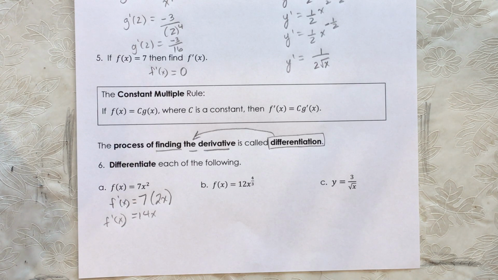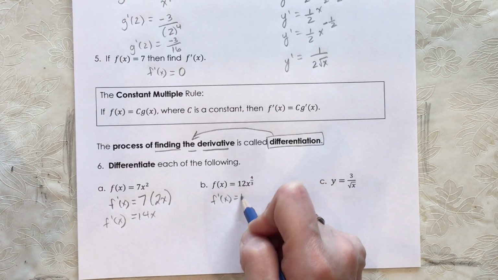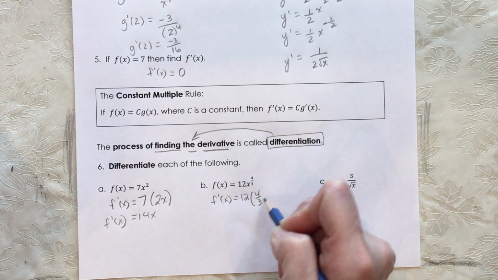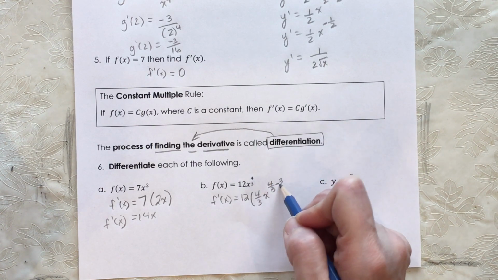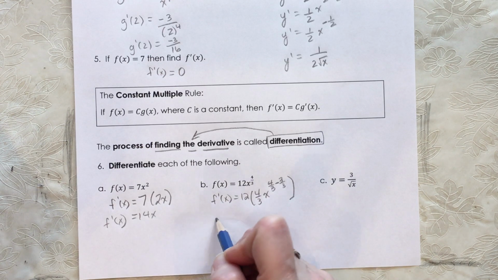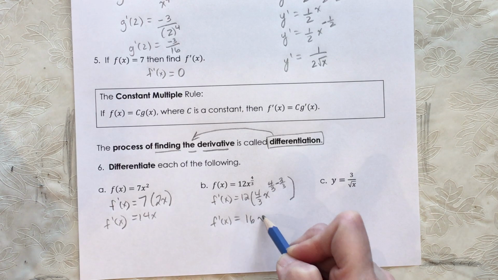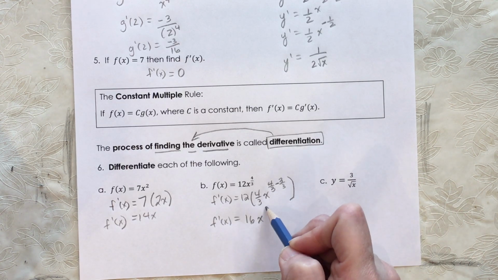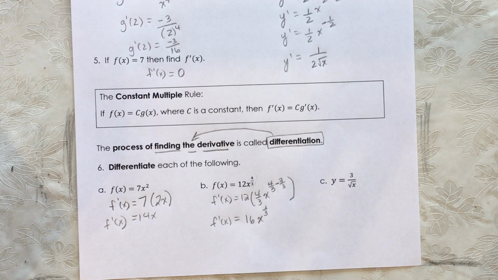f(x) = 12x to the 4/3. So f prime at x, we know it's going to be 12 times 4/3 x to the 4/3 minus 1, but subtracting 1 in a smart way would be to subtract 3/3 there. So f prime at x would be 16x to the 1/3. And since the question came with a rational exponent, we can leave the answer with a rational exponent. If it starts with a root, you want to finish your answer with a root in general.